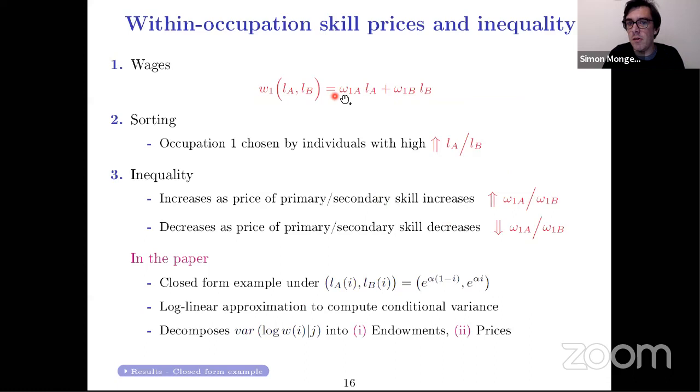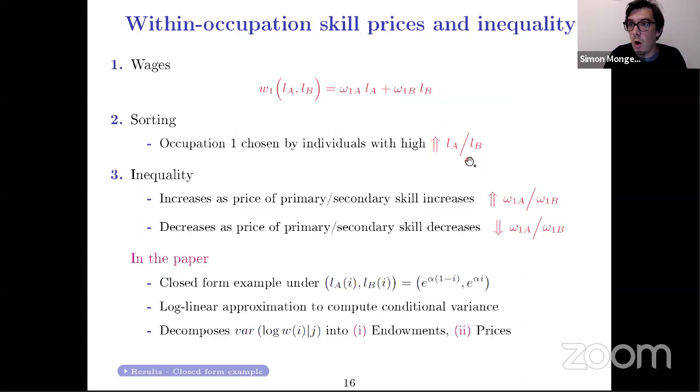Again, the wages are skill prices times endowments for each individual. So suppose you're in this bundled allocation. The bundled allocation is strictly sorted. Occupation one is chosen in the competitive equilibrium by individuals with a high relative endowment of skill A relative to skill B. In equilibrium, they have comparative advantage in occupation one. In the unbundled allocation, they might have a high relative endowment of skill A relative to skill B, but it wouldn't even be right to say that they have a comparative advantage in occupation one, because they're being paid differently across occupations. So then, what happens in terms of inequality?